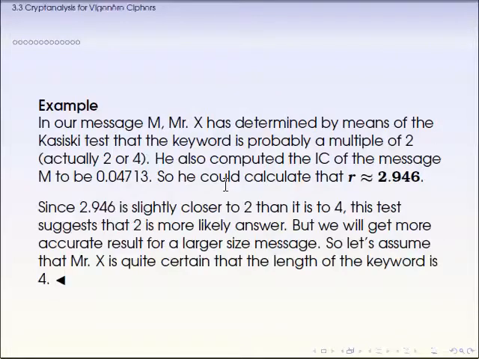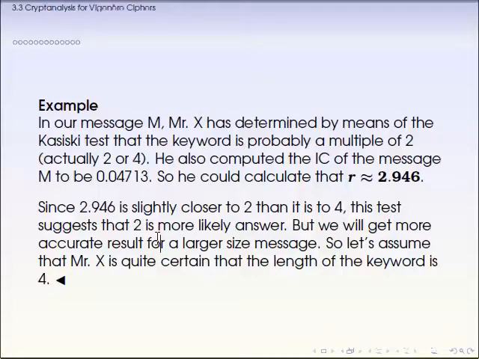So at this moment, this result suggests more likely 2 instead of 4 because it's a little bit closer to 2, right? But it might happen because our ciphertext is not long enough. So there is some possibility to have 4 as the length of the keyword. And at this moment, let's just assume we figure out that the length should be 4 instead of 2.